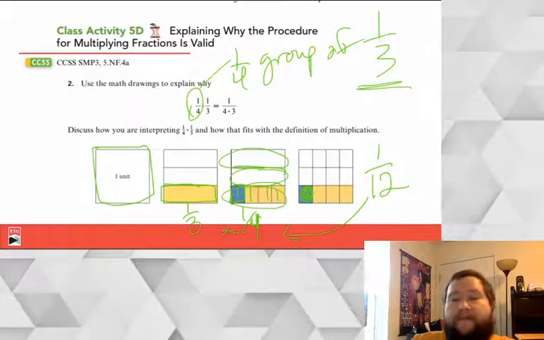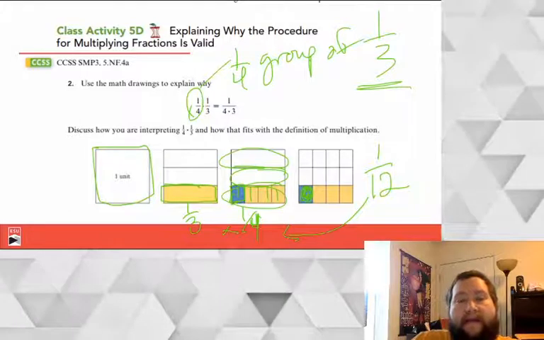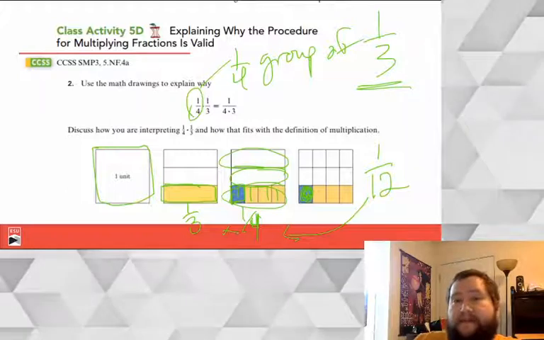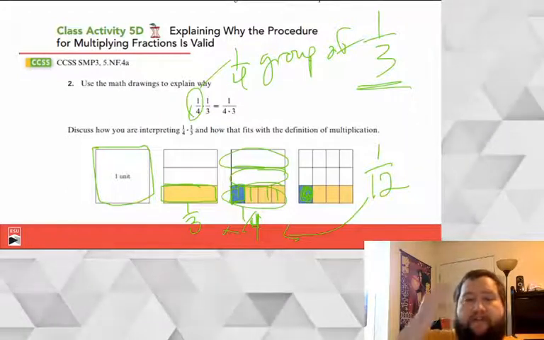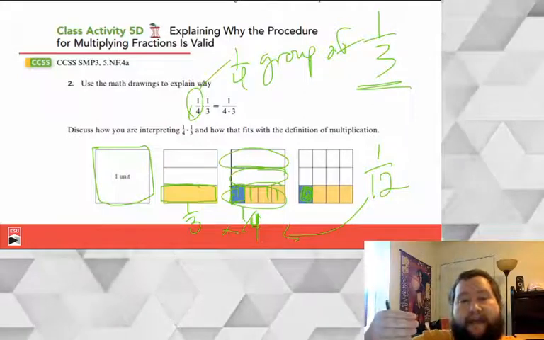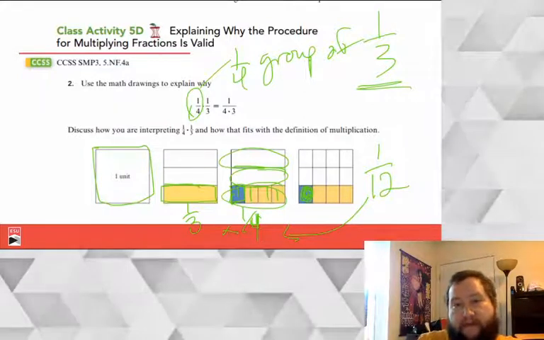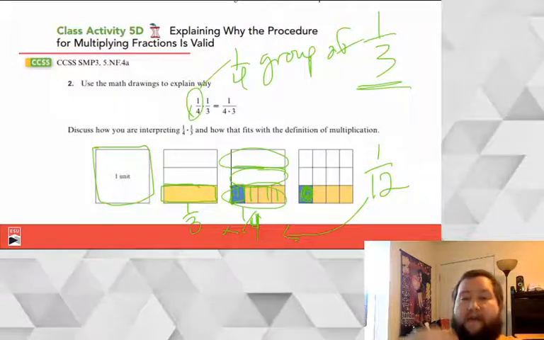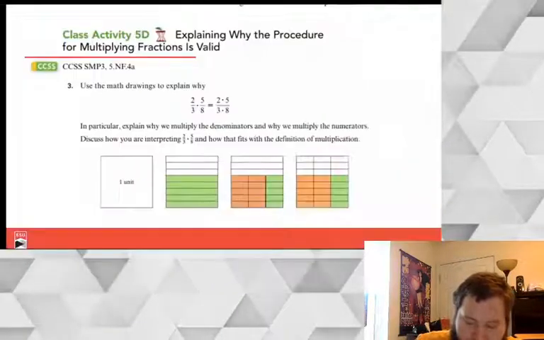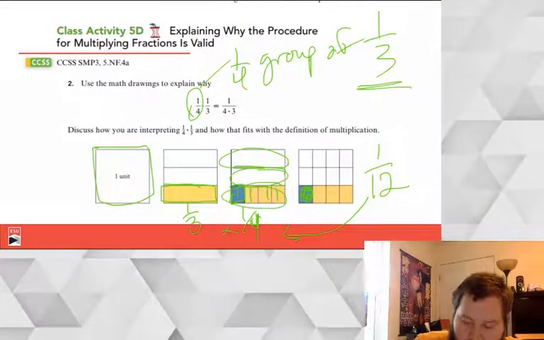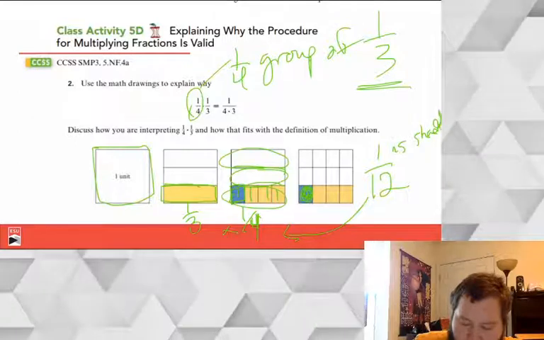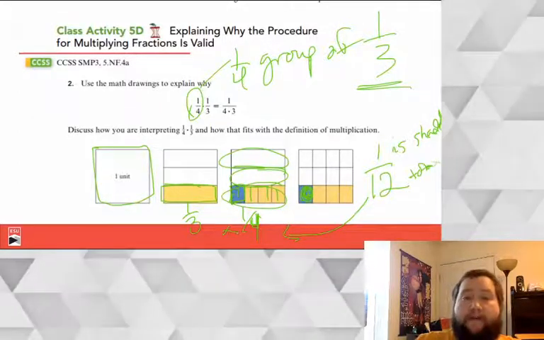And so when it comes to explaining why the product of two fractions is what it is, this is the sort of argument I'm looking for. First, show me the whole. Show me the part you're starting with, show me the part you're breaking it down into, and then show me your final result. And then recap by saying 1 is shaded. Oh, I went too far. Show me that 1 is shaded of the 12 total, so it's 1/12.